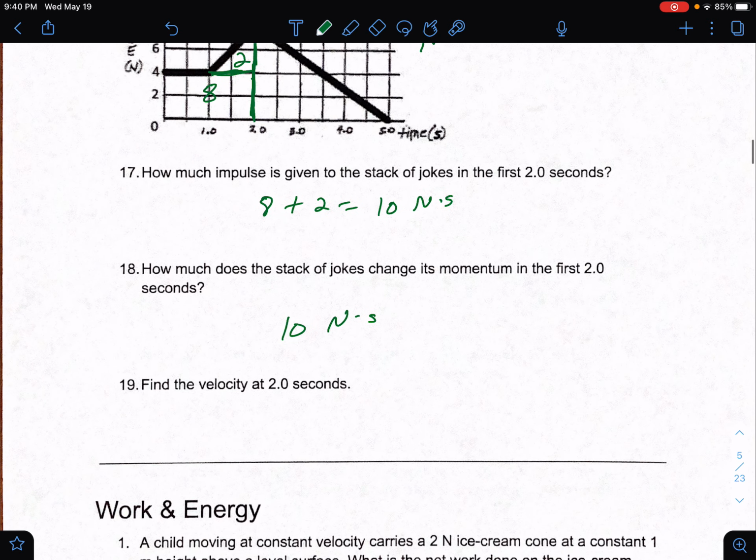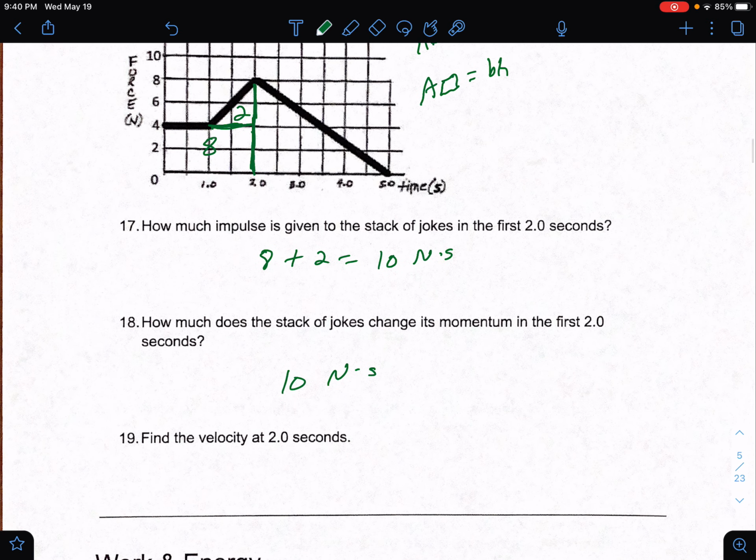Okay, find the velocity after 2 seconds. So you're going to use this equation here. You have P equals M times (VF minus VI). You're going to use this equation every time. So my momentum in the first 2 seconds is 10.